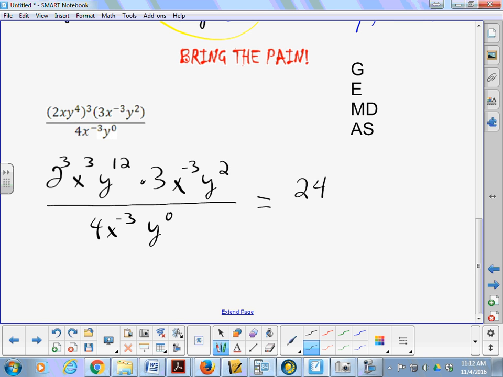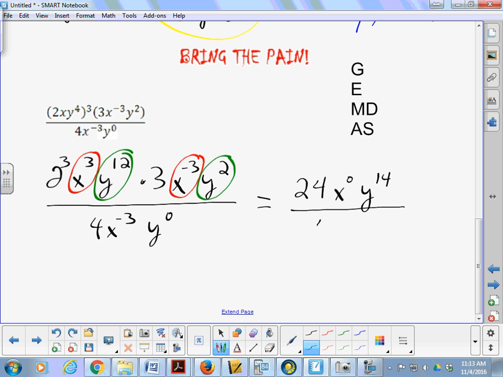Now I have x cubed and x to the negative 3rd. So those have the same base. I add those exponents, so we get x to the power of 0, which is just the number 1. So you can leave it there or take it out either way. And then we have our y's. y to the 2nd, y to the 12th. So that gives us y to the 14th. We add them. All right. Go back to our denominator then.